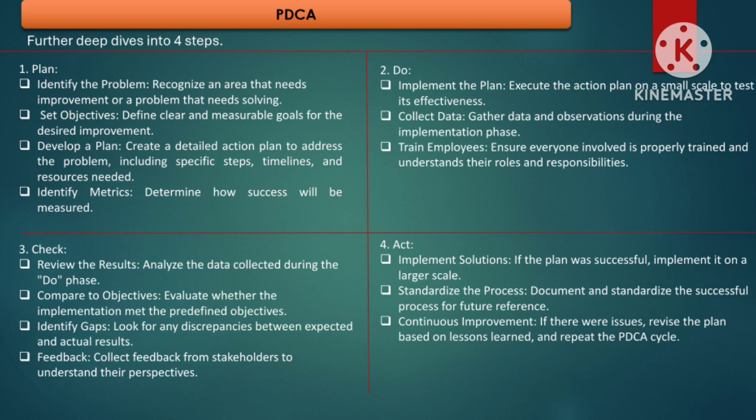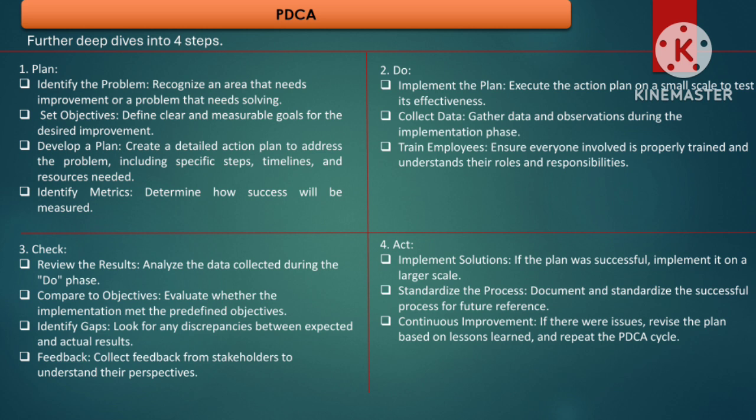Create a detailed action plan, like who will be the stakeholders, what would be the timeline, what all you need from the resource perspective, and then identify the metrics, that is, what will be the KRAs, KPIs that will help you to measure the performance. Further, you will collect the data and observations during the implementation phase. Then you will train the employees on the instructions and the changes of the guidelines, so they know what roles and responsibilities they have and what instructions they need to follow.